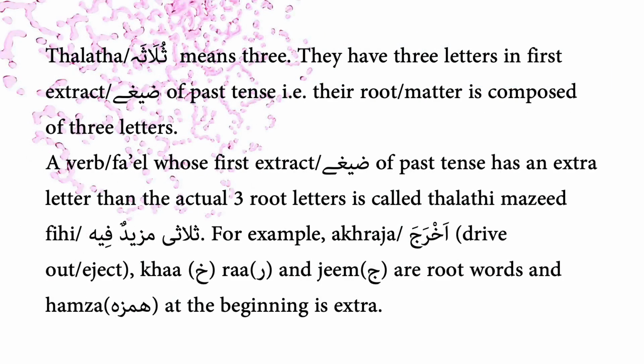Thalatha means 3. They have 3 letters in the first extract or sigha of past tense. That is, their root or matter is composed of 3 letters. A verb or fi'l whose first extract sigha of past tense has an extra letter than the actual 3 root letters is called thalathi mazid fi. For example, akhraja, drive out or eject. Kha, ra, and jim are root words and hamza at the beginning is extra.